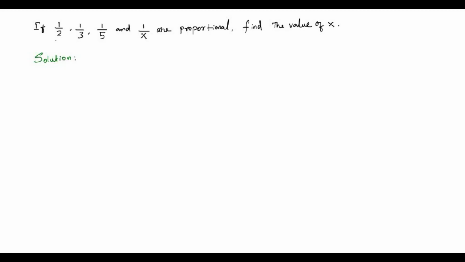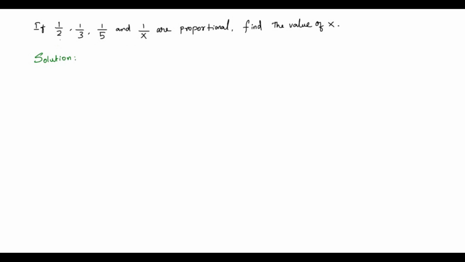Here we have a problem on proportion. Let's read the question. If 1 by 2, 1 by 3, 1 by 5 and 1 by x are proportional, find the value of x. So the question clearly says these four terms are in proportion. So we can use cross product rule to find the value of x.